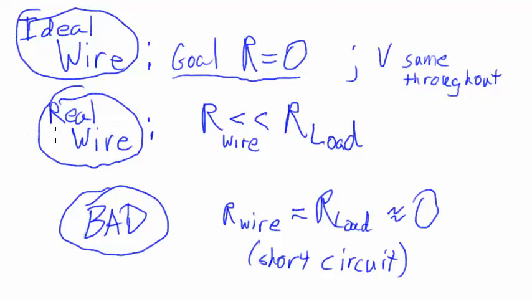For a real wire, it's generally sufficient that the resistance of the wire is much, much less than the resistance of the load. This makes the circuit behave almost identically to the ideal case. What's bad, though, is that if you have your real wire and your real load both have resistances near zero, what will happen then is that the current will flow very quickly through the circuit, generating lots of heat and possibly catching fire or exploding a battery.